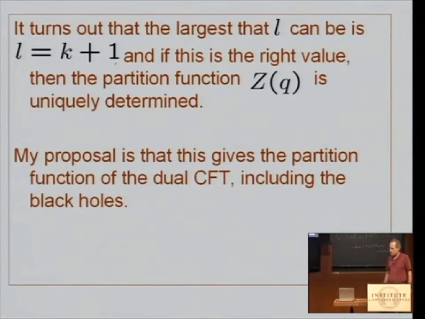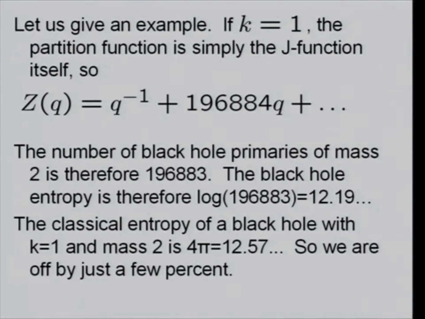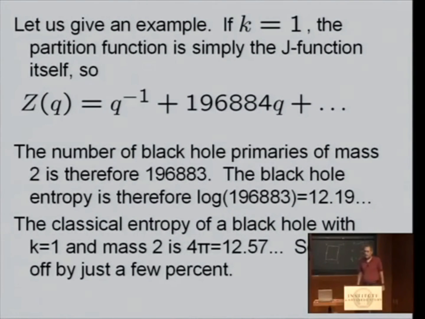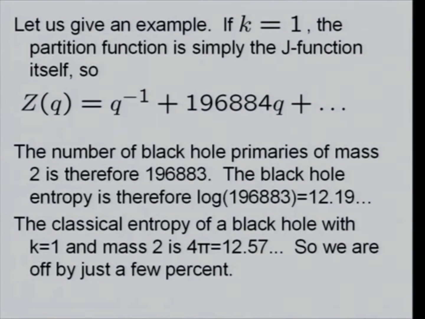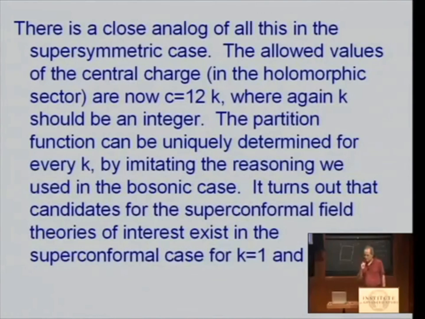It turns out that the largest you can make L is k plus 1, and if this is the right value, then the partition function is uniquely determined. In fact, something nice happens. Just for fun, if k is 1, the partition function is the J function itself, and the black hole entropy is therefore the logarithm of 196883, which is 12.19 approximately. So this is really the worst we're going to do, and it will only get better from there as we approach the classical limit. There's a close analog of this in the supersymmetric case.